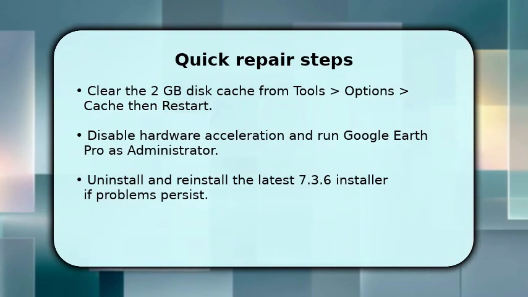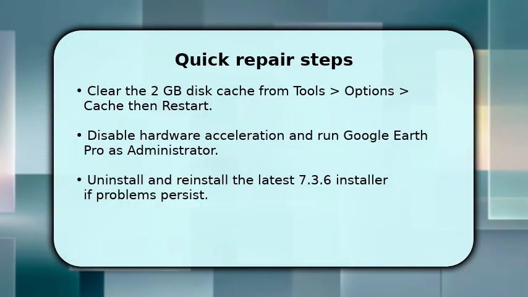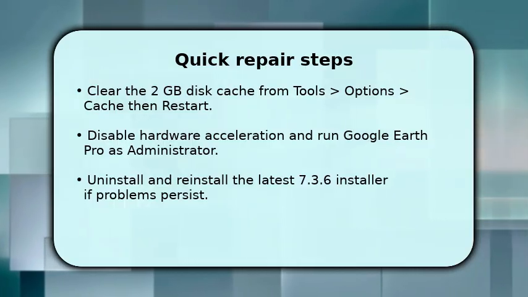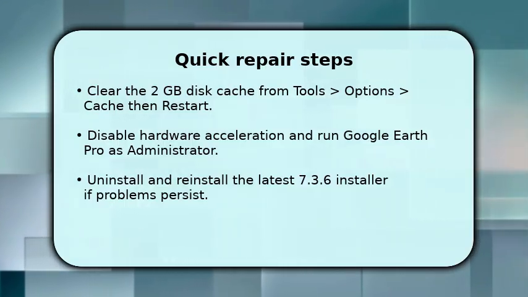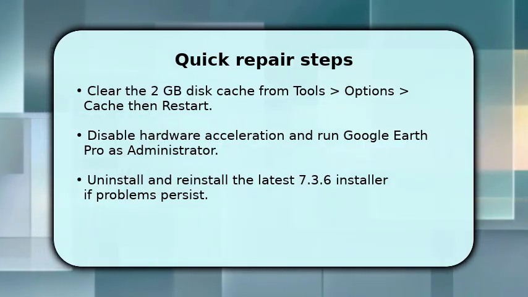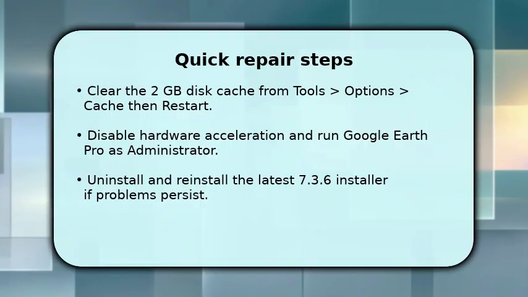Start by clearing the disk cache to remove corrupted tiles. Go to Tools, then Options, then Cache, and set disk cache to 2 GB before clearing. Next, disable hardware acceleration in the 3D view settings to test GPU issues. Close the app and right-click the shortcut to run as administrator when reopening.